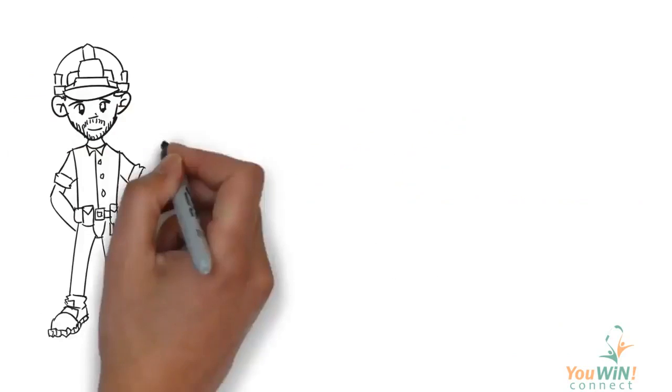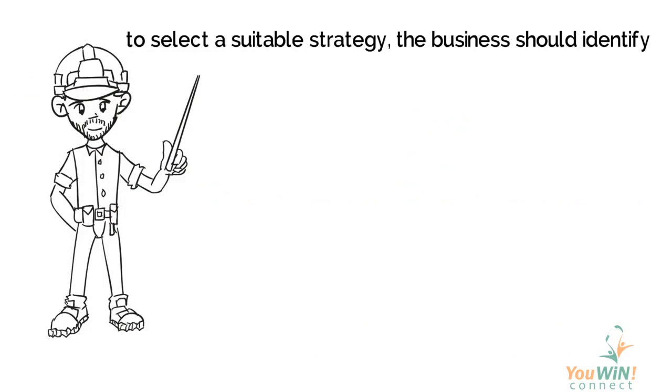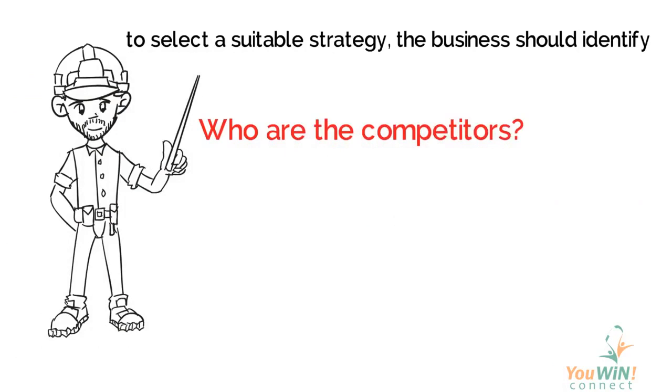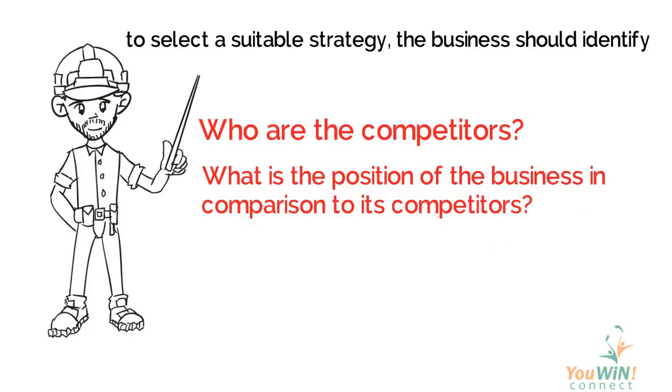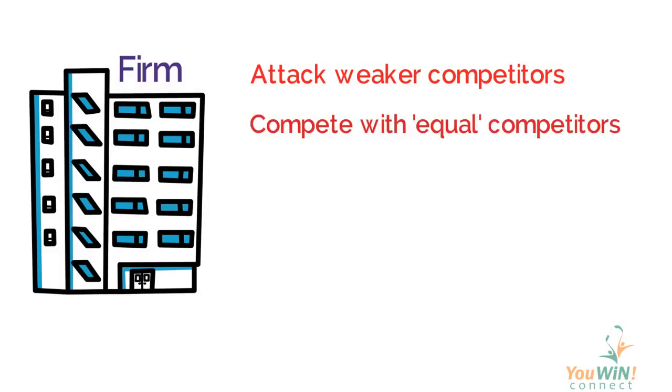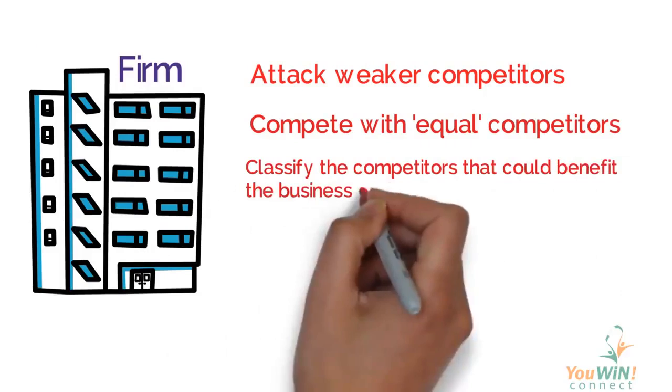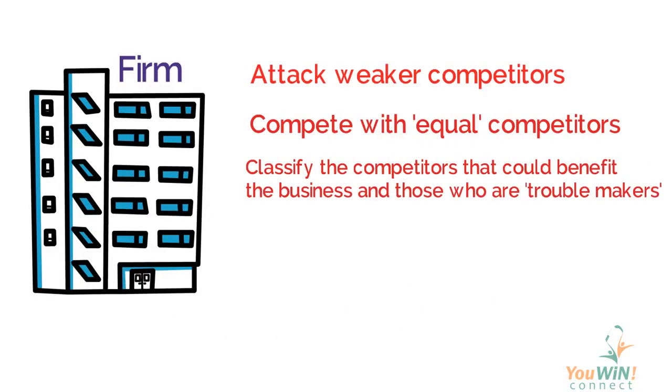However, to select a suitable strategy, the business should identify the following. One, who are the competitors? Secondly, what is the position of the business in comparison to its competitors? The identification of competitors has already been discussed in the previous session. Normally, the firm will attack weaker competitors, compete with equal competitors, or classify the competitors that could benefit the business and those who are troublemakers. From the identification of competitors and the position of your business in relation to competitors, the business can select one of the following competition strategies.